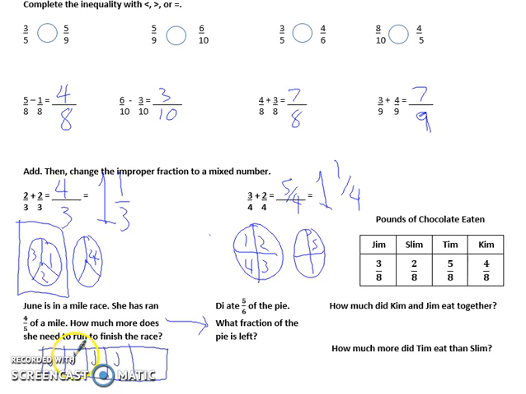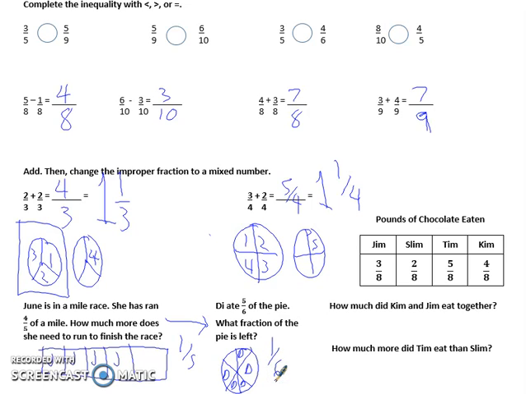1 out of 5. Same thing's happening over here with the pie, except I'm going to cut it into 6 like this, and then Dai ate 5 of them. So there's 1 out of 6 left.